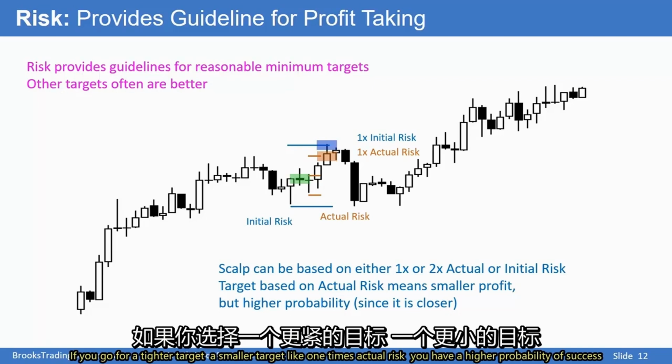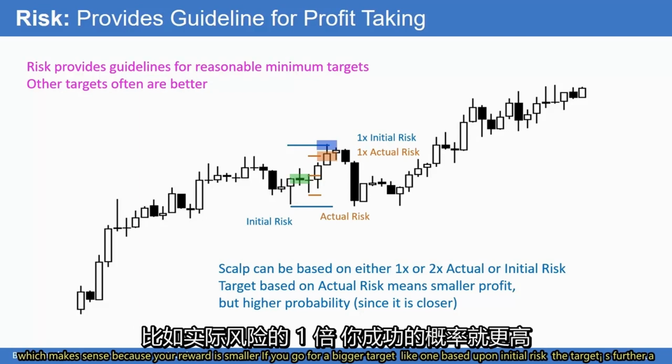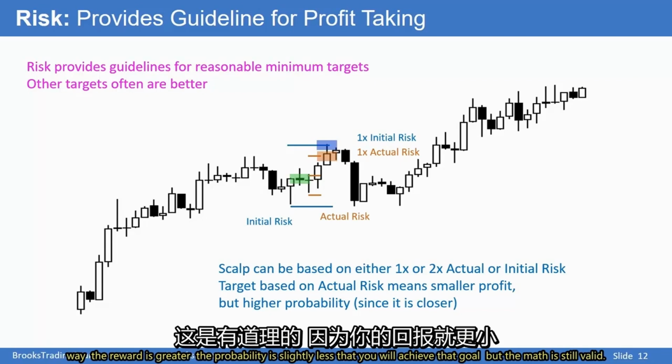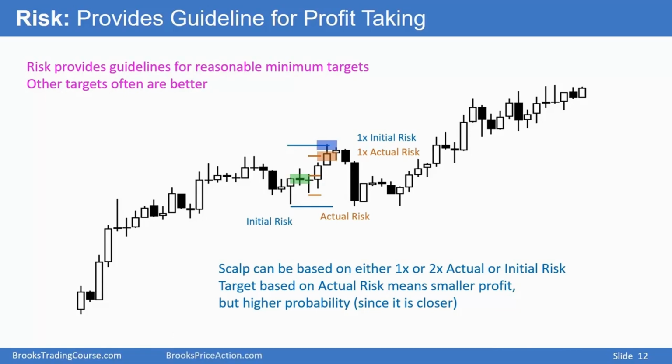If you go for a tighter target, a smaller target like 1 times actual risk, you have a higher probability of success, which makes sense because your reward is smaller. If you go for a bigger target, like one based upon initial risk, the target's further away, the reward is greater, the probability is slightly less that you will achieve that goal, but the math is still valid.